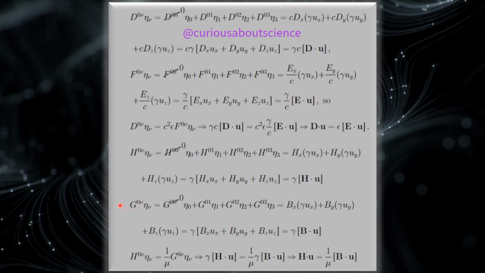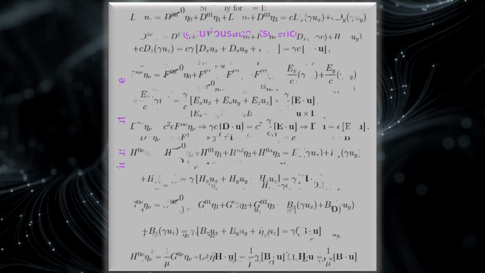The dual electromagnetic field tensor yields a b dot u. And as you see, the gammas cancel again, and we're left with what we might have expected anyway, which is h dot u equals 1 over mu b dot u. Again, this is for mu equals 0, so this is just the first term. Now let's see how they relate in the other cases.